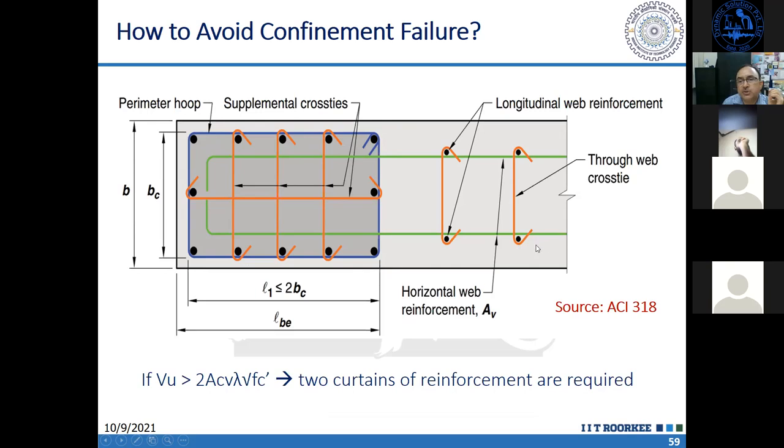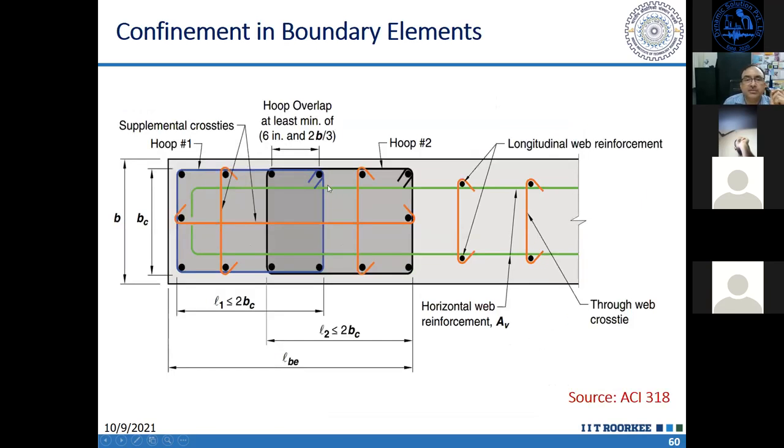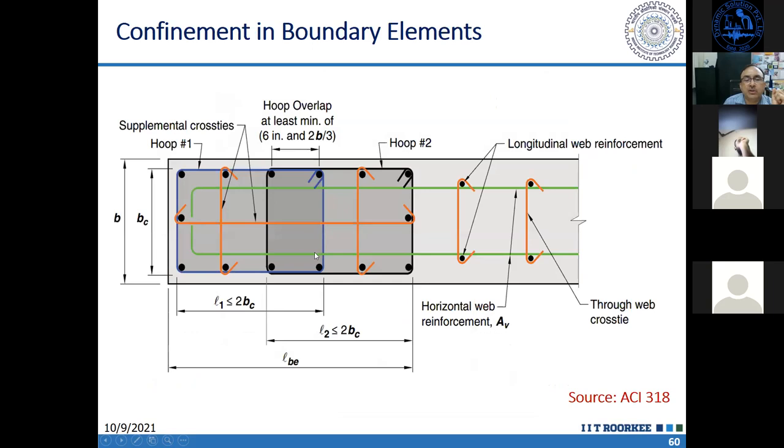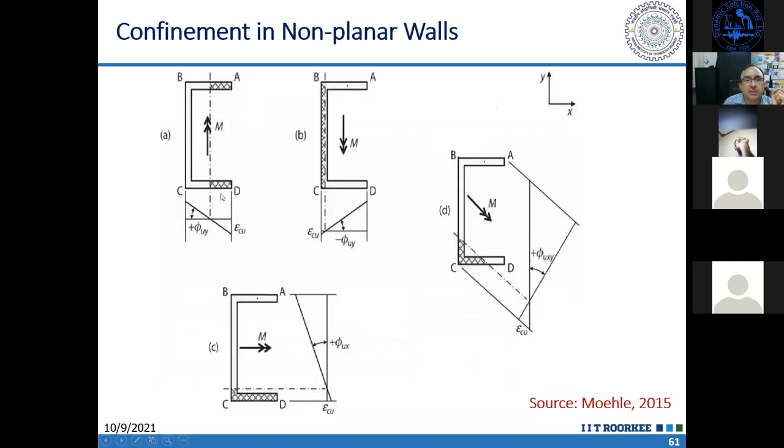The remaining portion also needs to be confined. So cross ties are to be provided in the back portion also, but the spacing etc. need not be as stringent as in the boundary element portion. The spacing of the ties and hoops will be governed by the clauses given for columns, so the same clauses will be applicable here. Different types of arrangements are possible. Now, this was in case of a planar wall. In case of flange walls, what portion should be confined? That will depend upon the direction of the moment.